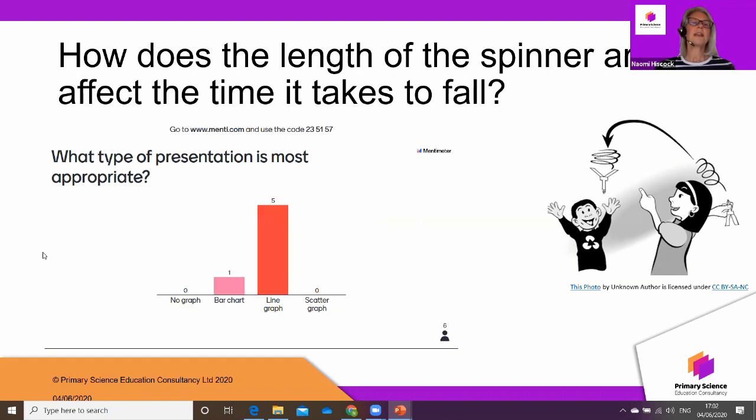Okay, so again, we could justify either, because it depends on what the children are changing, how they're thinking about what they're changing. If they're saying it's long arm, short arm, then it would be a bar chart. If they're actually measuring the length of the arm in centimeters, then it would be a line graph.